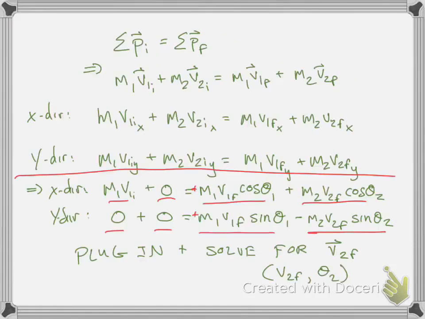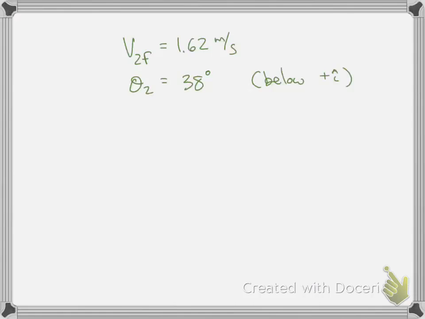Remember that m1 is equal to m2. We didn't do that. If we just make m1 equal to m2 here, all the m's cancel. So then we're only dealing with velocities, speeds, and angles. Plug in the velocities v1f and v1i, and solve for v2f and theta2, and you get v2f is 1.62 meters per second. Theta2 is 38 degrees. We already drew it. It's below the plus x direction.